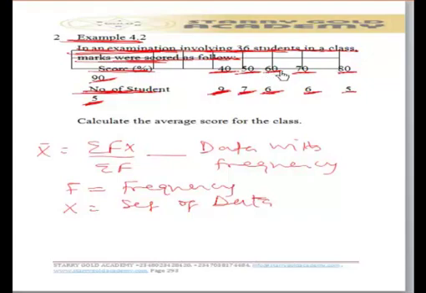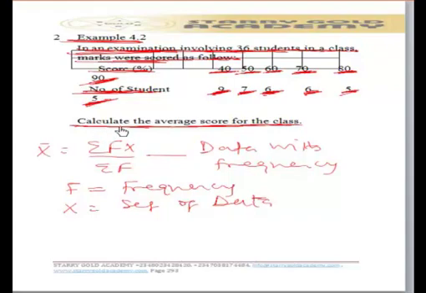For 60%, 6 students got that. 70%, 6 students got that. 80%, 5 students got that. 90%, 5 students also got that. So based on that, we are required to calculate the average score for the class.